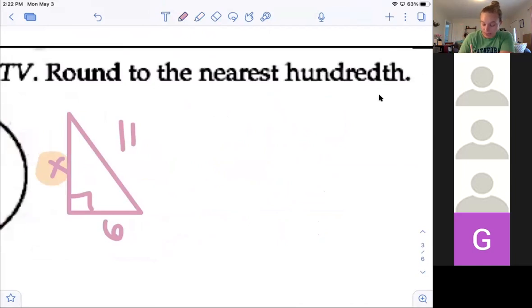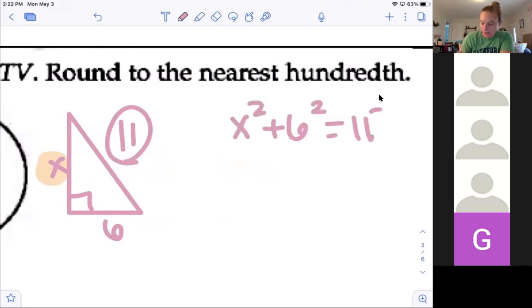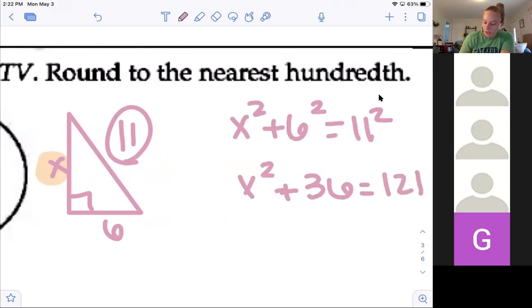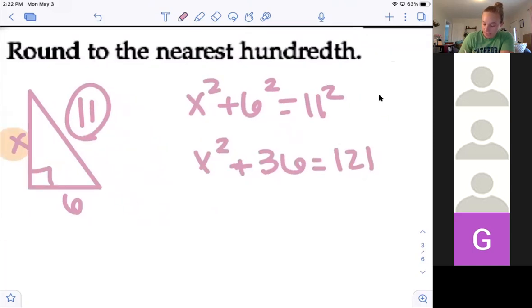We're squaring everything. The thing is, you need to remember 11 goes by itself, so it's going to be x squared plus 6 squared equals 11 squared. X squared stays by itself, 6 squared becomes 36, and then 11 becomes 121. Minus 36 from both sides, and we get 85. Now, we're going to have to square root both sides to get x by itself.